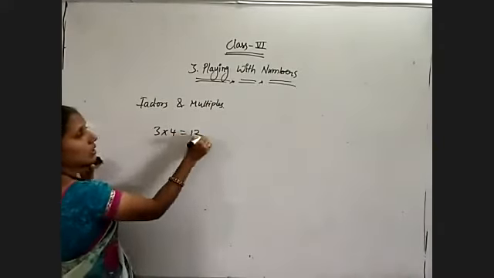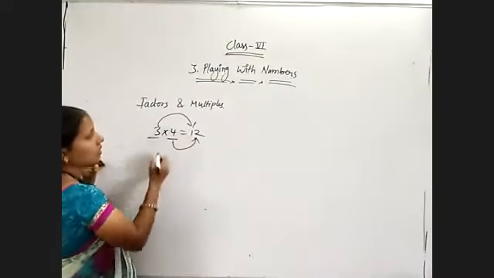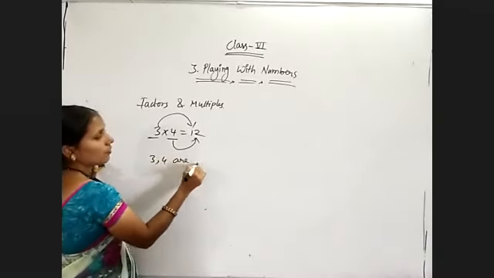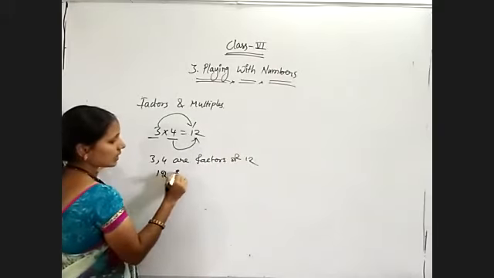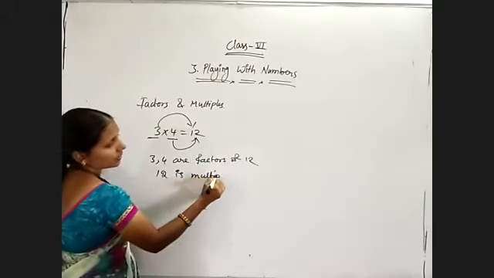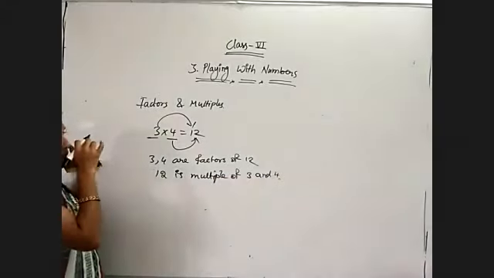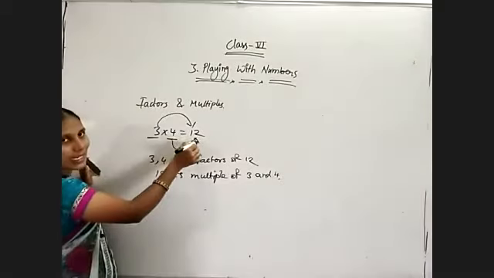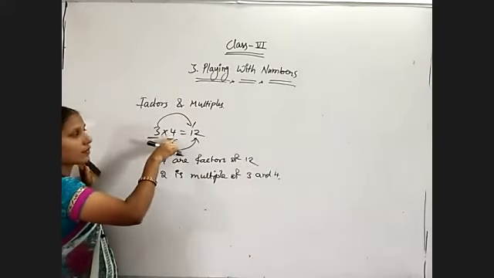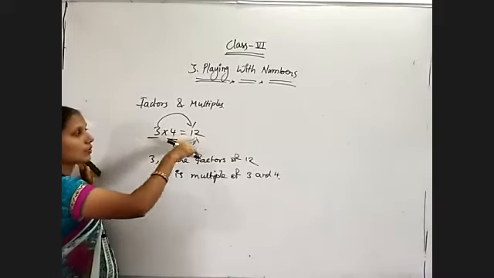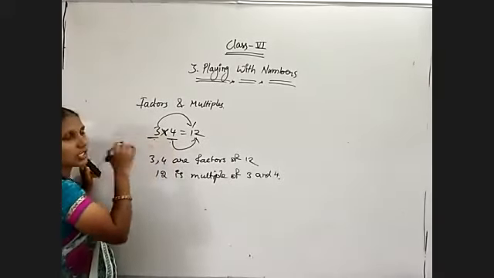3 fours are 12. Here 3 and 4 are the factors of 12. So 3, 4 are factors of 12, and 12 is a multiple of 3 and 4. Why? Because just observe, by multiplying 3 with 4 we are getting 12. That's why 12 is the multiple of 3, and by multiplying 4 with 3 we are getting 12. So 12 is the multiple of 4. The bigger number is the multiple of 3 and 4 whenever multiplication is used.